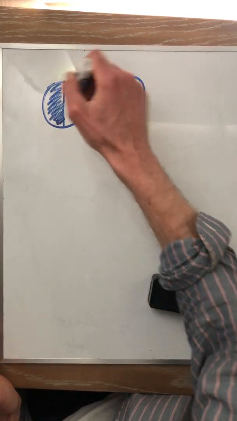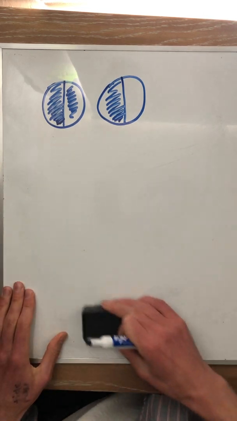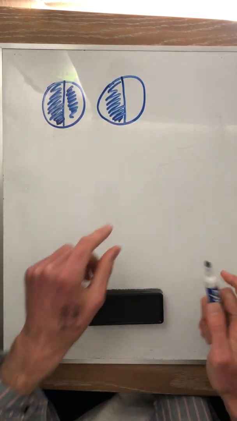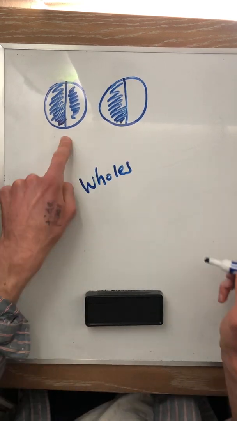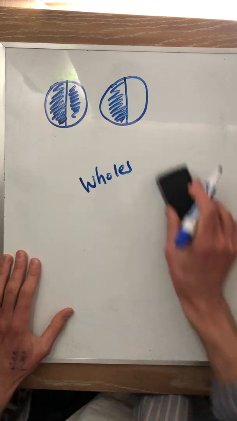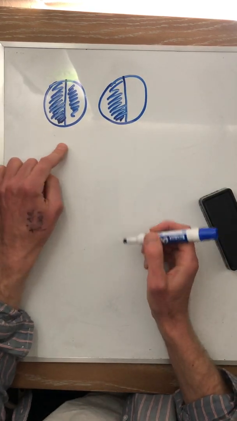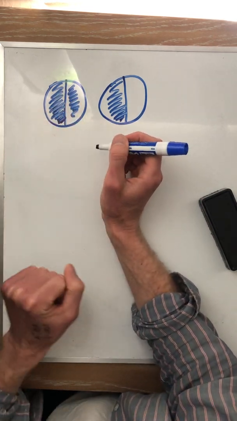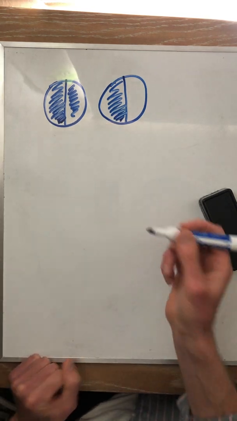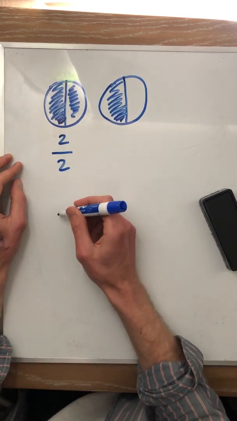Pretend like these circles are the same size. Because if you want to compare fractions, the wholes, as in with a W, need to be the same size. So over here, I could call it 2 halves, or I could call it 1. So if I wanted to, I could call it 2 halves, but I could also just call it 1.